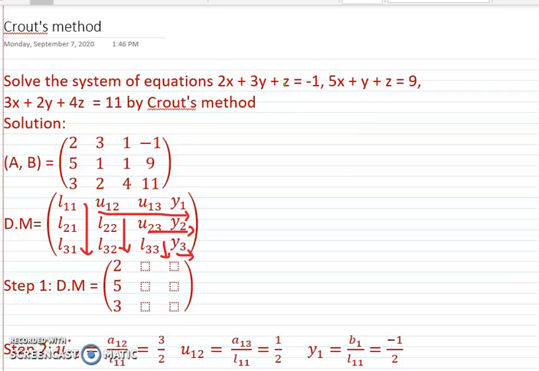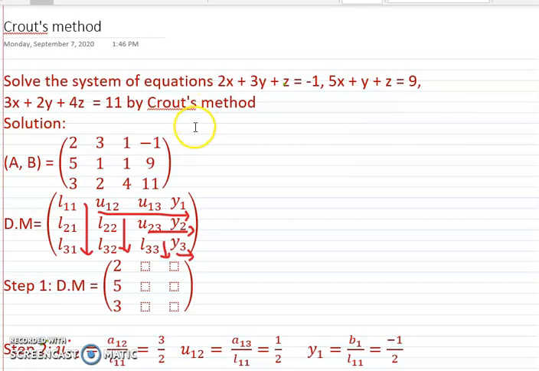In this class, we are going to solve the system of equations by Crout's method. For simplicity, we take three equations in three unknowns. Let us take an example of the system of equations 2x plus 3y plus z equal to minus 1, 5x plus y plus z equal to 9, 3x plus 2y plus 4z equal to 11 by Crout's method.